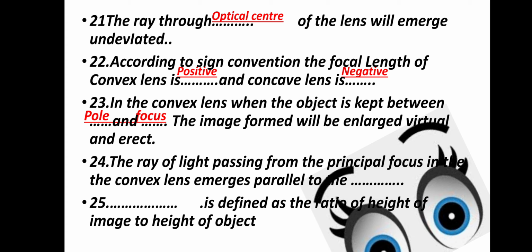The ray of light passing through the principal focus in the convex lens emerges parallel to the principal axis. Next one: magnification is defined as the ratio of the height of the image to the height of the object, that is, m equals h dash upon h.